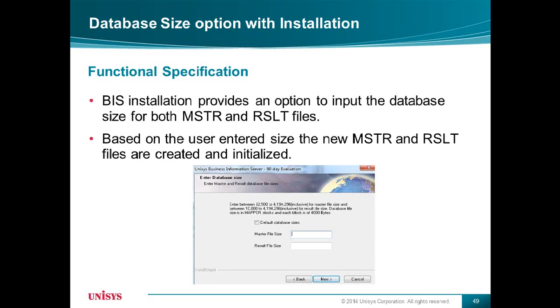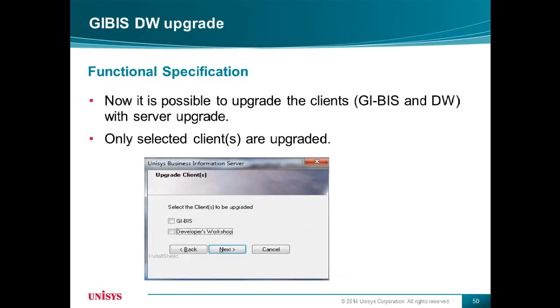Once we specify the number of blocks that need to be created for the master file, we just key in the number of blocks, and then those many blocks will be converted to the number of bytes, and a data file called the master file will be created, and similarly a result file.